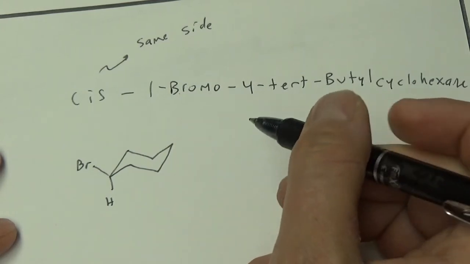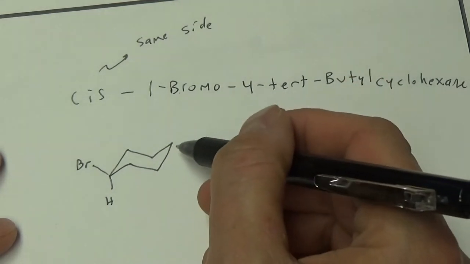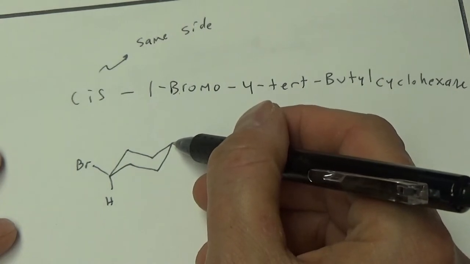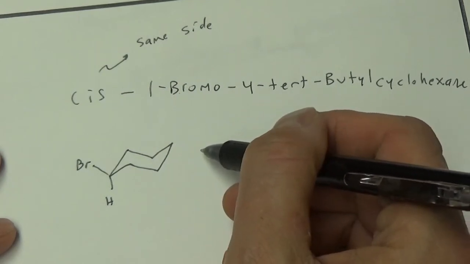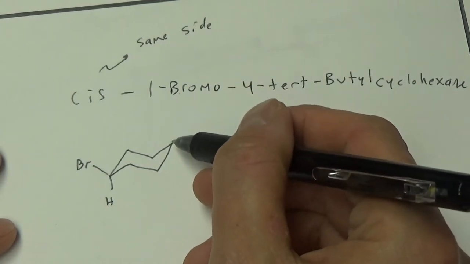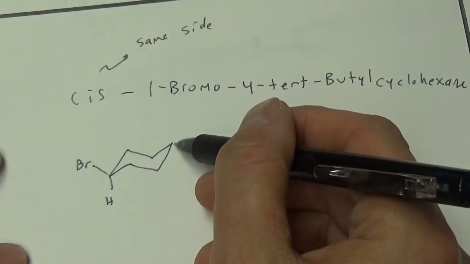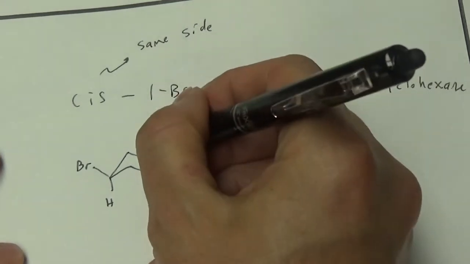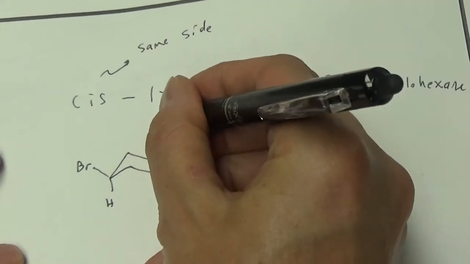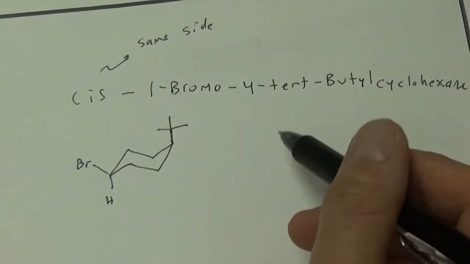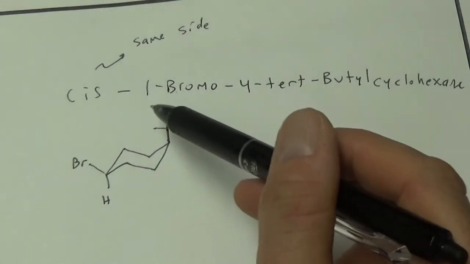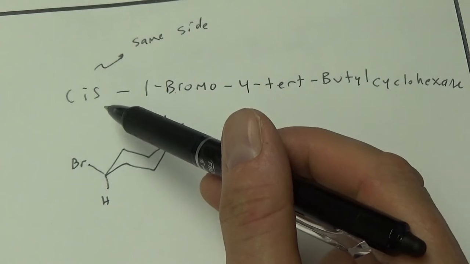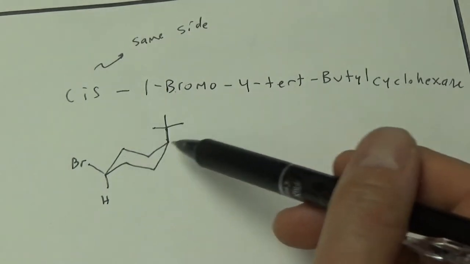Now the question is, is it going to be axial or equatorial? Well, if I look at this position and I go up, is it axial or equatorial? It cannot be equatorial, because at this position you have up and axial, or down and equatorial. So it has to be up and axial, the tert-butyl. There it is. My point here is that you're given freedom to draw this. As long as you draw it correctly, like being cis, there are other ways you could draw this, a lot of different ways.